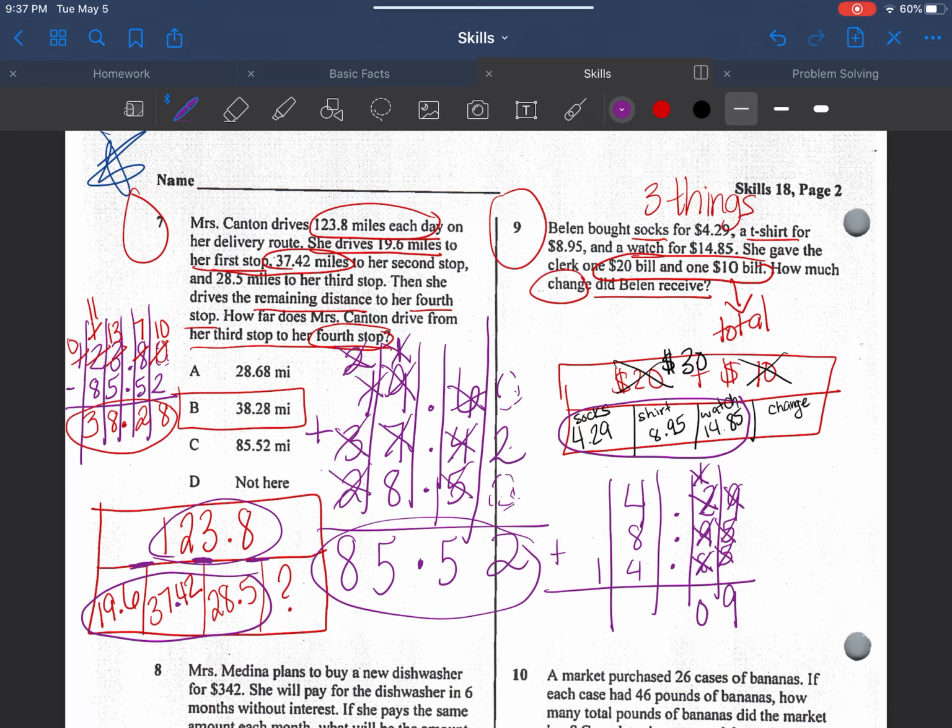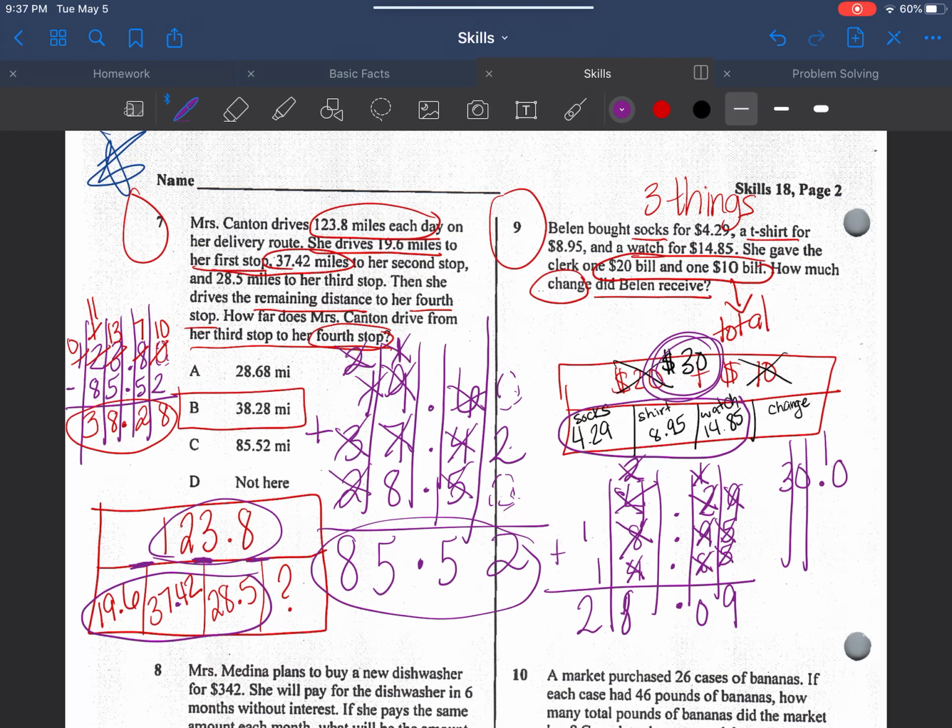so 5 and 5 make 10, plus 9, that's 19. 9 and 1 make 10, plus 8 is 18, plus 2 is 20. 8 and 2 make 10, plus 4 is 14, plus 4 is 18. 1 plus 1 equals 2. That's not my answer. My answer is how much change did she get back?